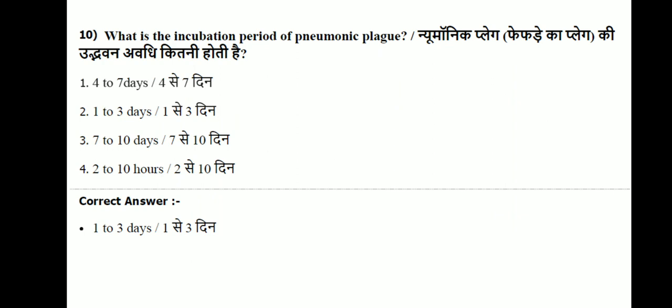Question number 10. What is the incubation period of pneumonic plague? The question is specifically about pneumonic plague, not plague in general, so we have to answer accordingly. Options are 4 to 7 days, 1 to 3 days, 7 to 10 days, 2 to 10 hours. The correct answer is 1 to 3 days. If the question is pneumonic plague, you have to opt for 1 to 3 days.